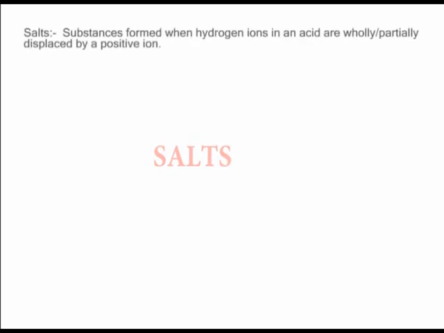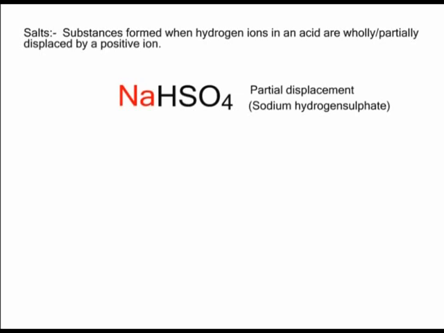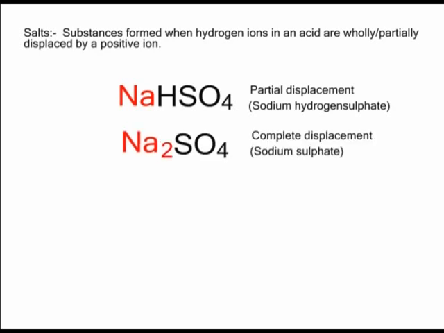Now, salts are substances formed when the hydrogen ions in an acid are wholly or partially displaced by a positive ion. So, if for instance you have a positive ion in form of sodium ion and an acid like sulfuric acid, when one hydrogen from sulfuric acid is replaced by sodium ion, this is called partial displacement and the salt is called sodium hydrogen sulfate. In total displacement, both hydrogens are replaced by 2 sodium ions and the salt is called sodium sulfate.